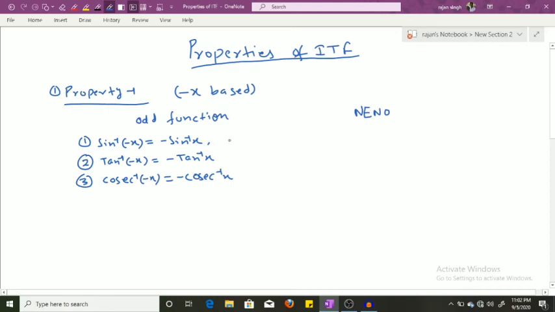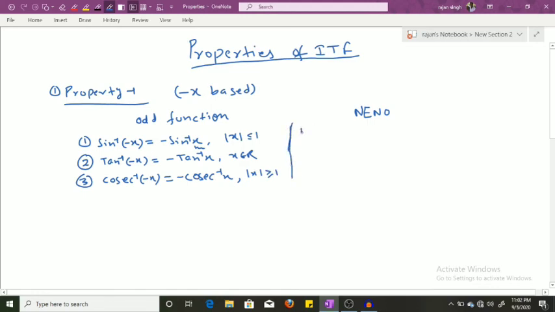If you want to see the domain, for sine inverse x the domain will be simply mod x less than or equal to 1. Same here, x belongs to R because tan inverse x is defined for all reals. And for cosec inverse x, that's why mod x is greater than or equal to 1. It will be simple like this.